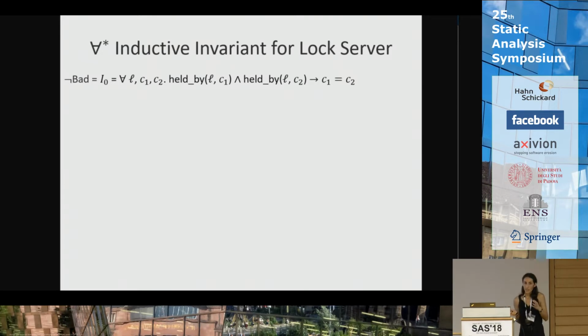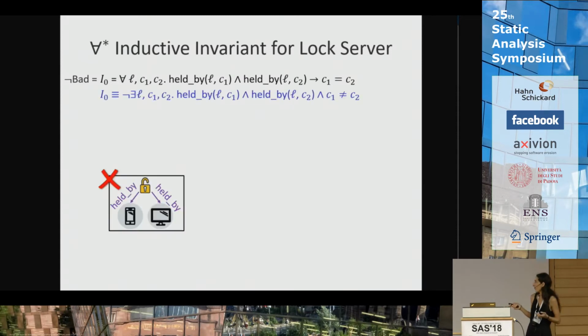If we look at such formulas, universally quantified formulas, or inductive invariants in our case, we can think of them as just trying to exclude some bad behaviors. For example, if we look at these conjectures, this is just the safety property itself. What it is actually saying is that there cannot be a lock and two clients such that the lock is held by both of these clients. It just says this state is not possible.